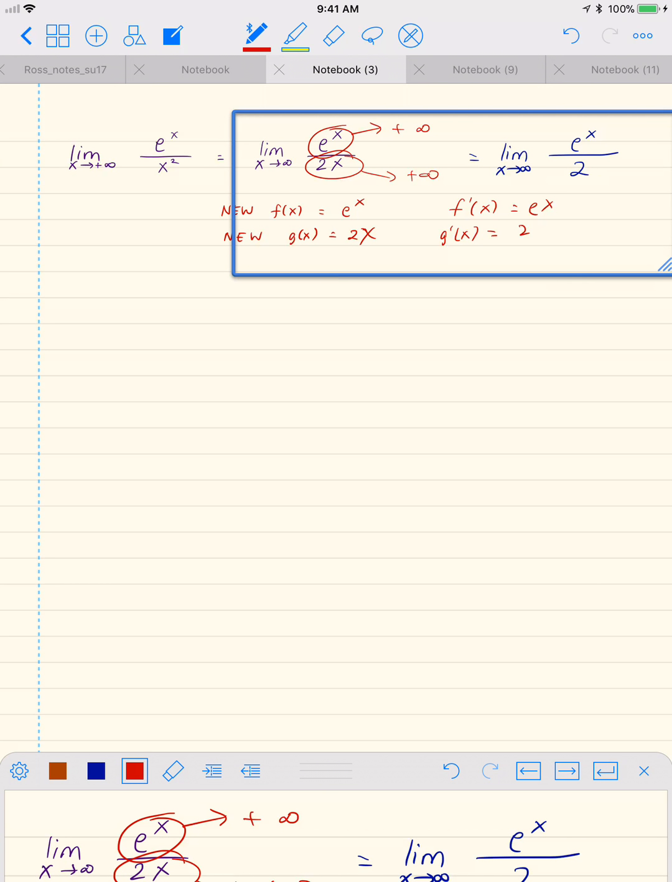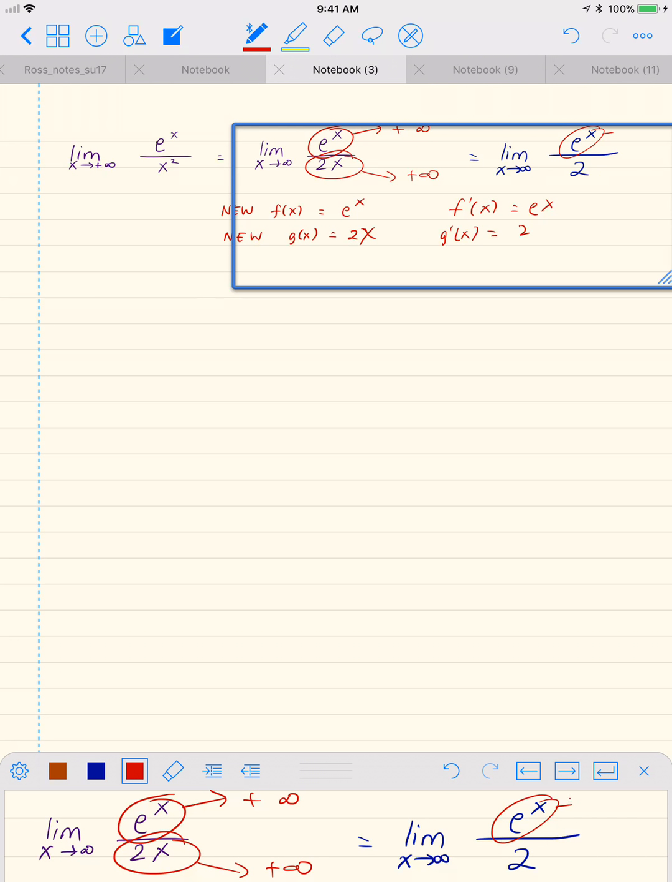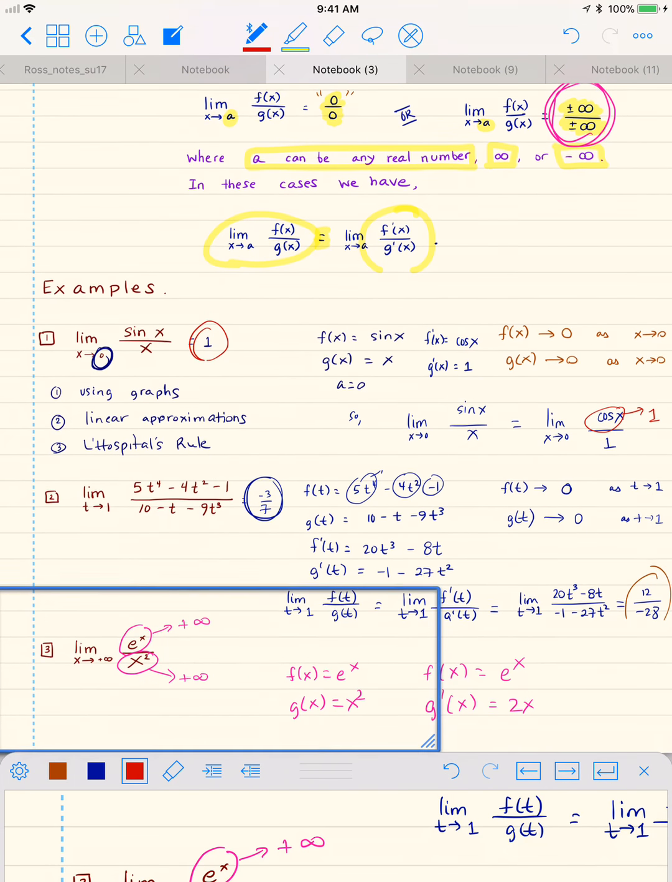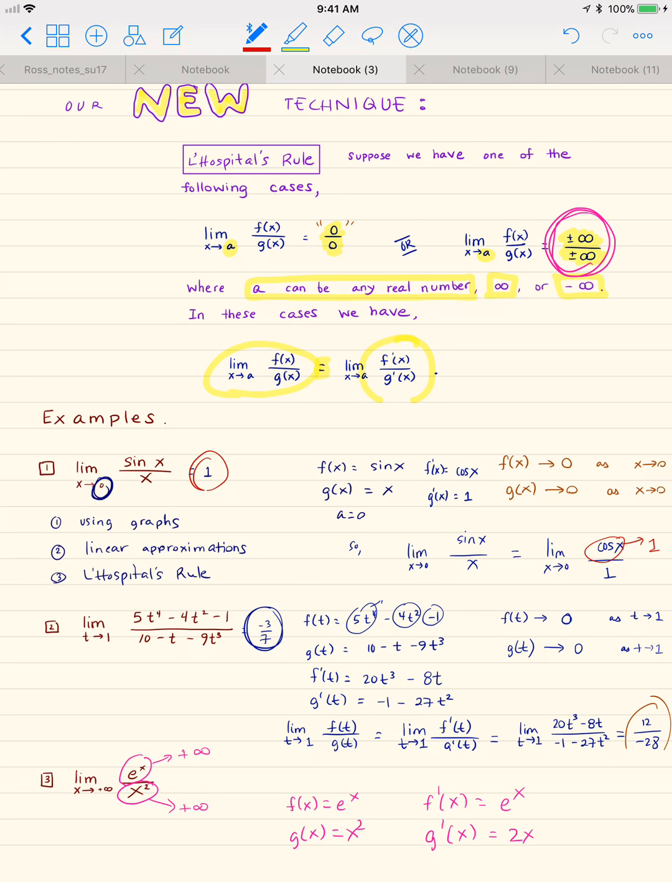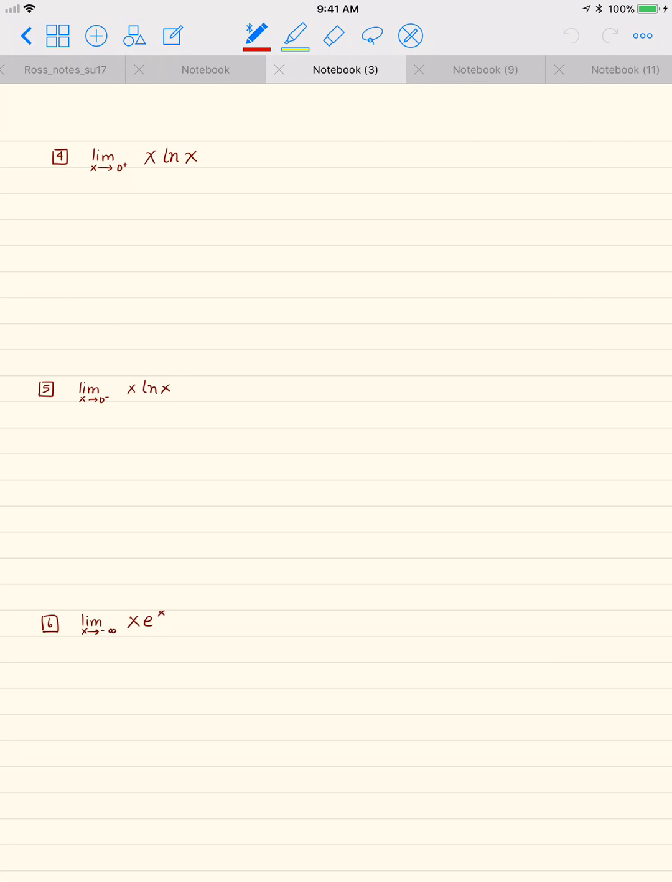And now let's look at our limits. So now the numerator is going to plus infinity. The denominator is just going to 2. So this limit is going to equal plus infinity. Okay, so our original limit is equal to plus infinity, and the main point of this example is to show that sometimes you have to apply L'Hopital's rule more than once in order to get your limit. Okay.